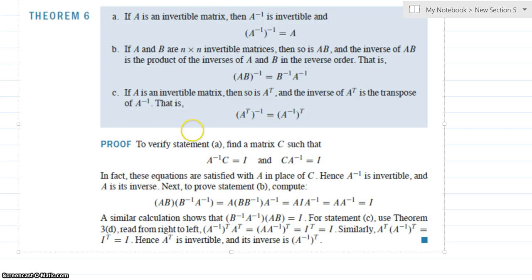And lastly, that the transpose of the inverse is the inverse of the transpose. You can look at this little proof there that's just as simple as the other ones. And that concludes this section.